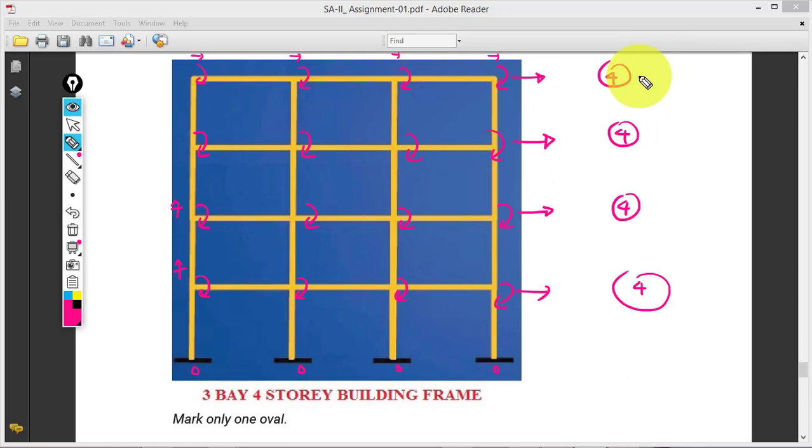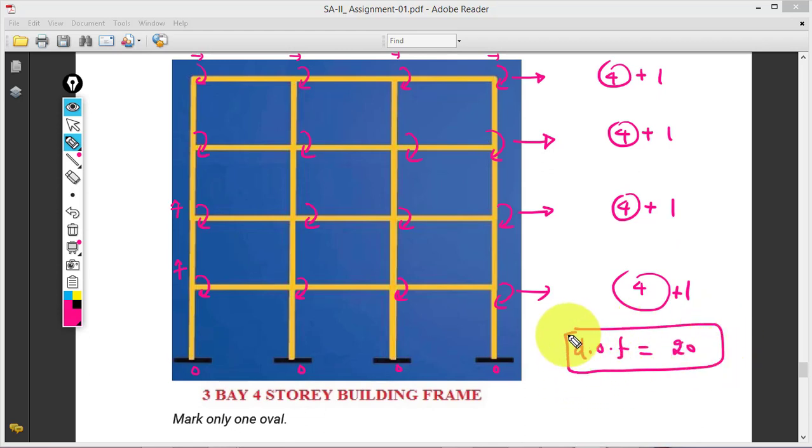Sorry, so there will be 5, four rotations and 1 translation. So the total degree of freedom will be 20. Okay, this is your answer. The total degree of freedom for this structure, by neglecting the axial deformation, will be 20.